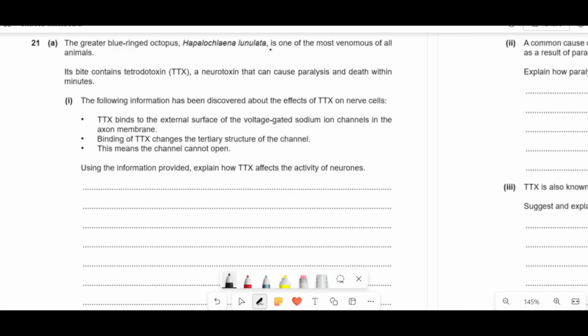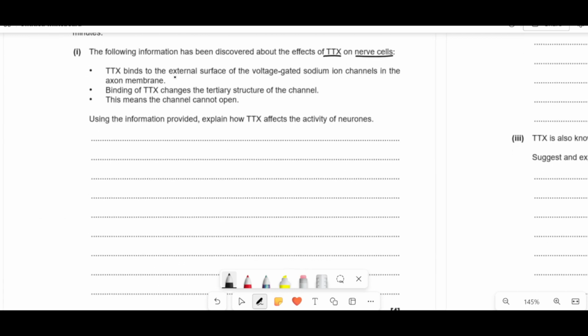The greater blue ringed octopus, this is one of the most venomous of all animals, probably lives in Australia, let's be real. Its bite contains tetrodotoxin, a neurotoxin that can cause paralysis and death within minutes. The following information has been discovered about its effects on nerve cells. What it does is it binds to the external surface of the voltage-gated sodium ion channels in the axon membrane, and then it changes the tertiary structure of this channel, and then it cannot open. Using this information, explain how it affects the activity of neurons.